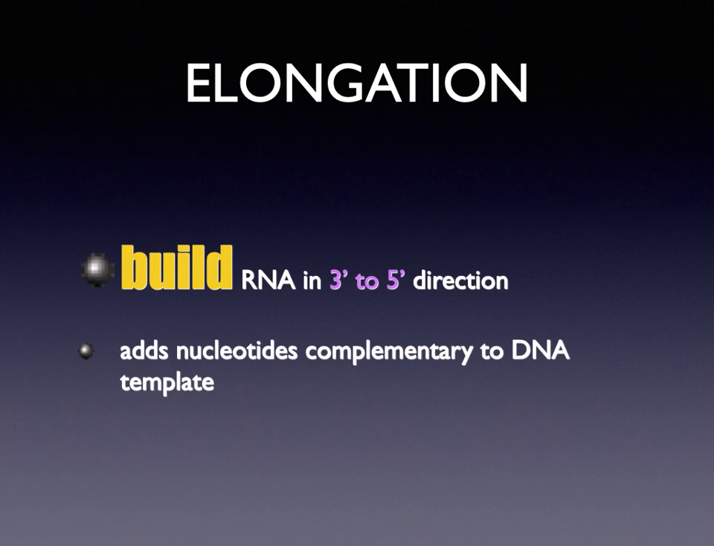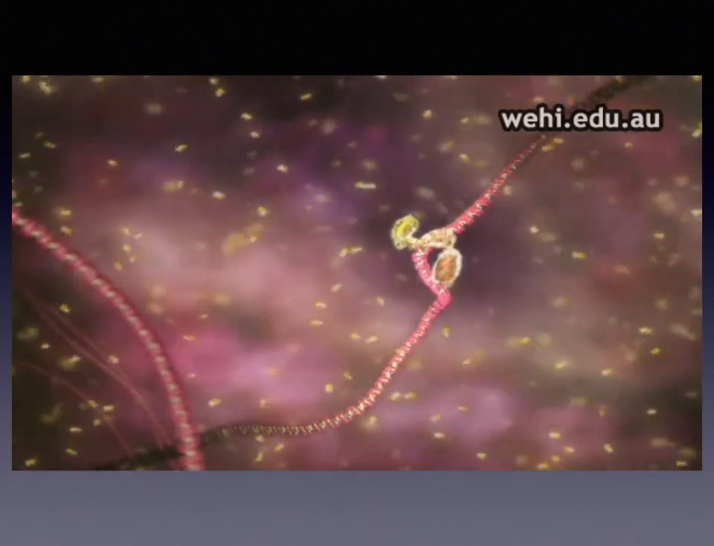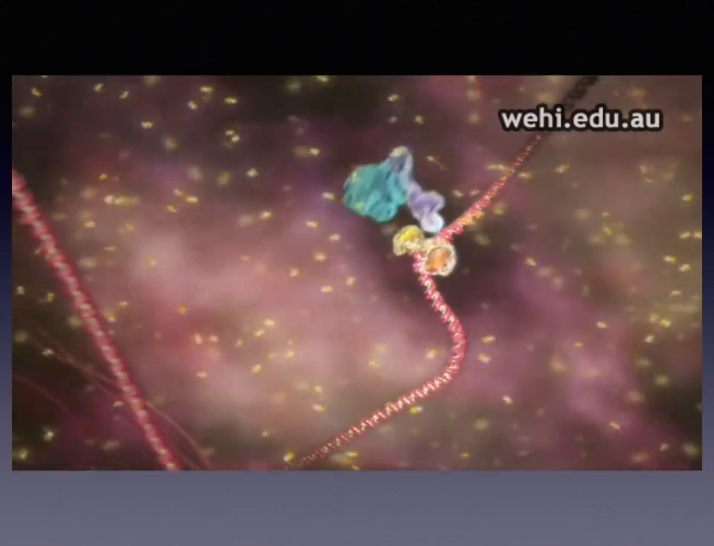Elongation, now you're going to build the RNA, and you build it in the 5' to 3' direction. And you're going to add nucleotides complementary to the DNA template. Here's a video that I've shown you in class. We're not going to take the time to watch it here.